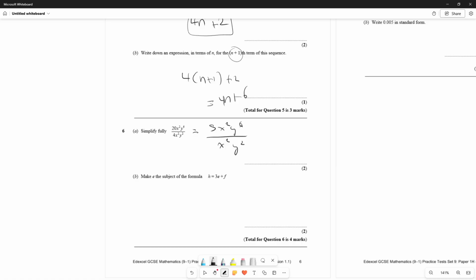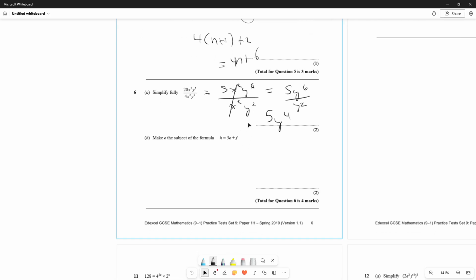Now when we divide powers, it's important to know that we subtract. Look at this x squared and x squared. They're the same thing, so we just cancel it out. We're left with 5y6 over y squared. Because we're dividing y6 over y2, we are subtracting 2 from that power of 6 to get 5y4.